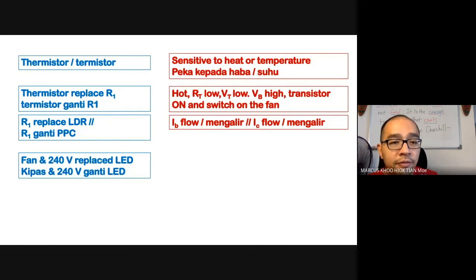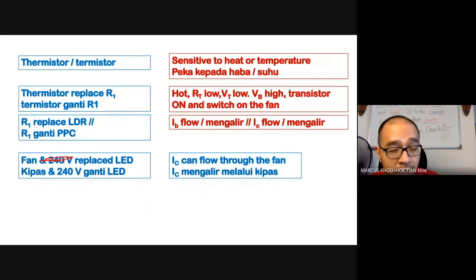Okay, the fan replaced the LED. I don't know what is this, and 240 volts. Don't need lah, fan lah. Okay, the fan replaced the LED so that the collector current can flow through the fan. Okay, this last one is an added thing, which I think is very important. We have not discussed this until this question. So it's a good thing we discussed this question.